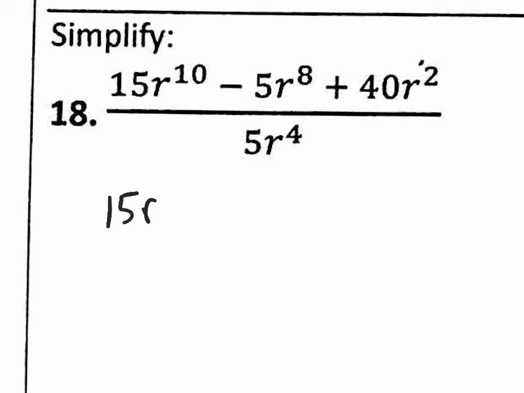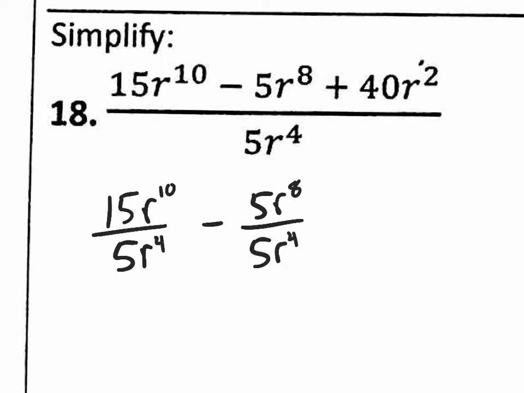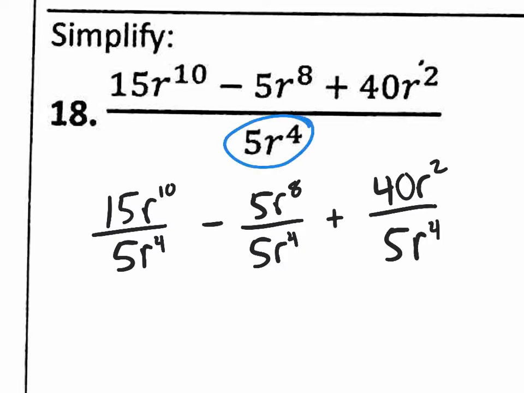We're going to have a 15r to the 10th over that denominator 5r to the 4th. And then we have a minus 5r to the 8th over 5r to the 4th, and then plus 40r to the 2nd over 5r to the 4th. So all I did was take this single denominator and put it underneath each and every one. And now we could look at these as 3 simplifying fractions problems, which is just reducing, canceling.